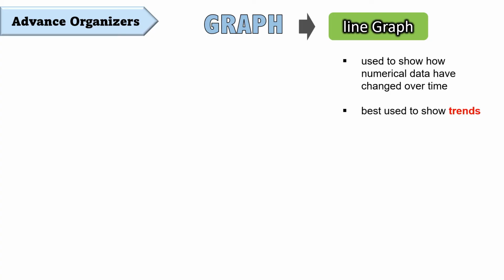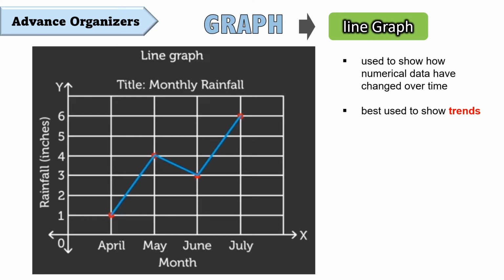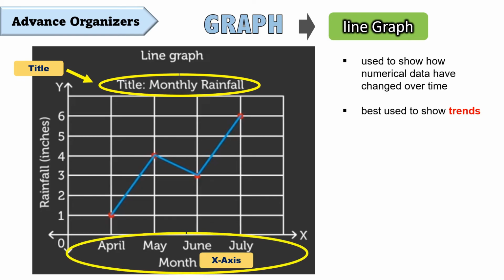We also have line graph. Line graph is used to show how numerical data have changed over time, and it is best used to show trends. Here is a sample of line graph and its parts. Title tells what is being represented. X-axis or the horizontal axis shows the names of the things being compared. Y-axis or the vertical axis has numbers for whatever is being named.